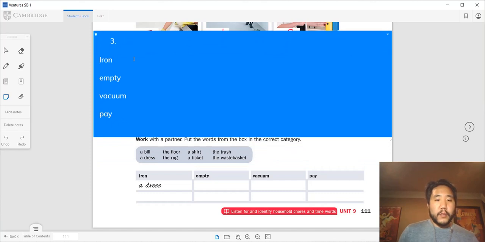So what are some things that we can iron? We have a dress and a shirt. That's what we can iron. Iron is to flatten something. What are some things that we can empty? We can empty the trash. The wastebasket.